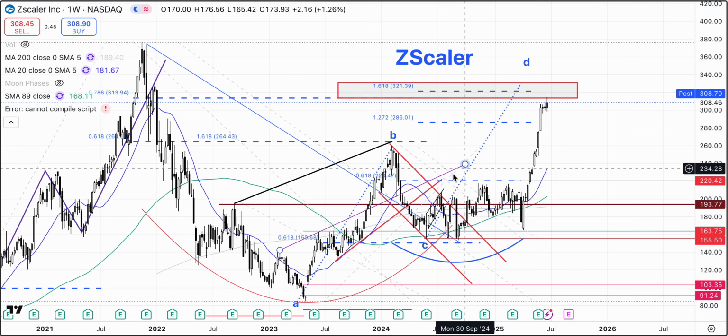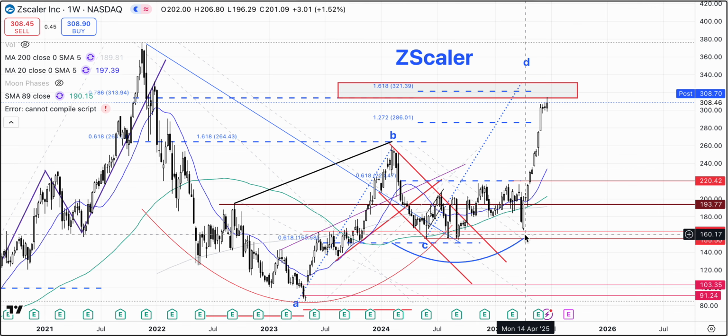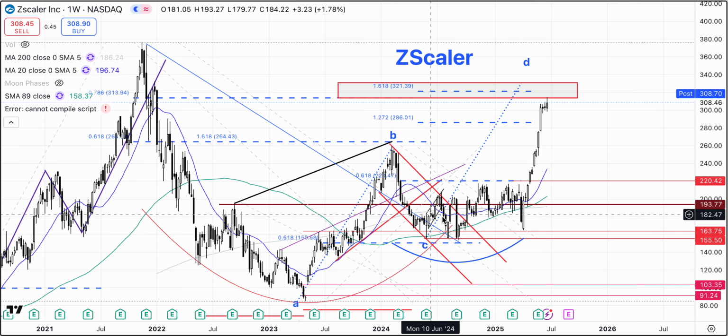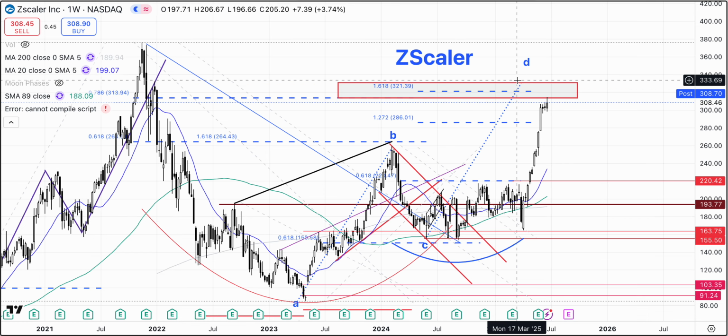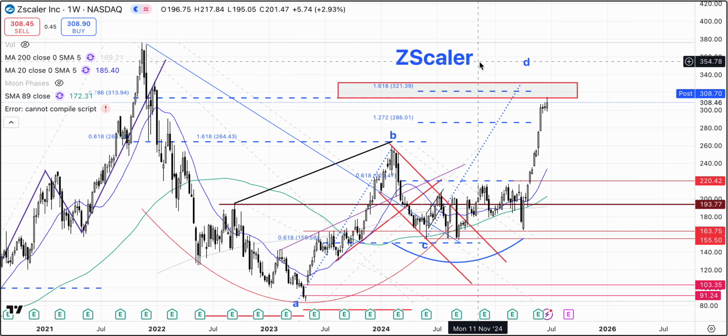But it required a lot of patience if somebody was in this, because for about 1 year nearly, it just went nowhere, and then it had a fantastic rally right into the target. I think it's got a little bit more to go because the CD leg points are a little bit higher, so maybe around 330. But in my opinion, it has reached our target, because that was the 78.6% retracement coming in around 313, 314, and then we of course have the ABCD with the CD leg.